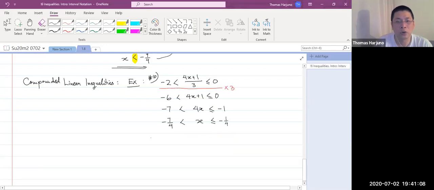Okay, and then so we get the solution will be -7/4, -1/4 bracket. Okay, I think that one is easy. Oh, by the way, some small warning.